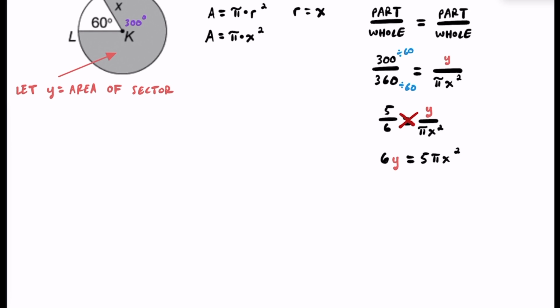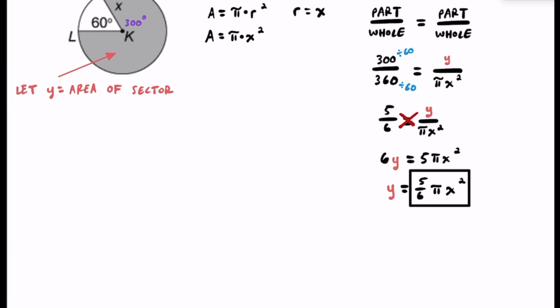And then finally, if you go ahead and divide both sides by 6 here, we can find out that y, or the area of that sector, is going to be equal to 5 over 6 pi x squared. And so even though we don't know what the radius is, this expression of 5/6 pi x squared would represent the area of that shaded region over there.